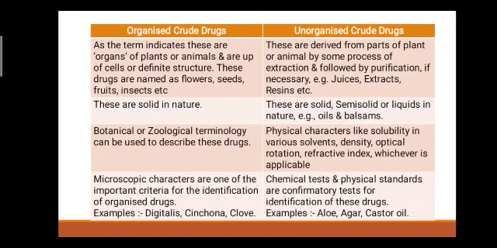Then third one, in organized crude drugs, the botanical and zoological terminology can be used to describe these drugs. And in unorganized crude drugs, physical characters like solubility in various solvents, density, optical rotation, refractive index, whichever is applicable. Then the fourth point, in organized crude drugs, microscopic characters are one of the important criteria for the identification of organized crude drugs. Examples: digitalis, cinchona, clove. And in unorganized crude drugs, the chemical tests and physical standards are confirmatory tests for identification of these drugs. Examples: aloe, agar, castor oil.